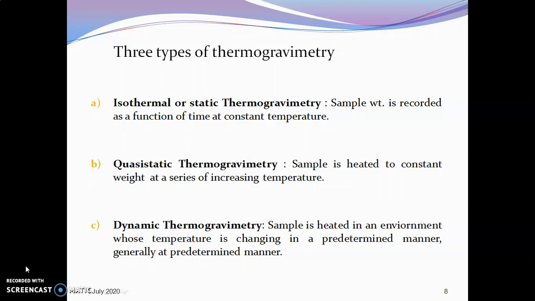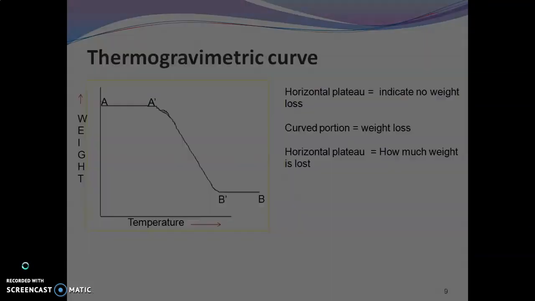First is the isothermal or static thermogravimetry, in which the sample weight is recorded as a function of time at constant temperature. Second is the quasi-static thermogravimetry, in which the sample is heated at constant weight at a series of increasing temperatures. And third is the dynamic thermogravimetry, in which the sample is heated in an environment whose temperature is changing in a predetermined manner, generally at a predetermined rate.